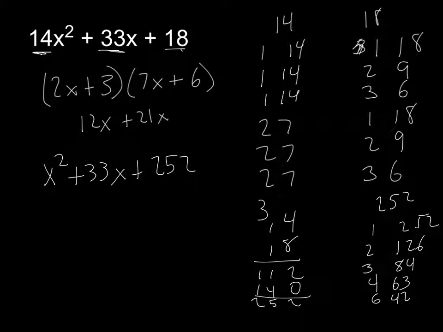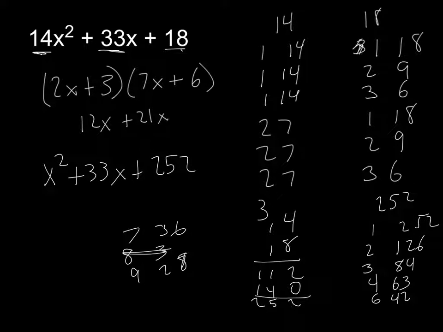7 goes into 252. You just keep going. 7 goes into 252 36 times, so 36 times 7 would give you 252. 8 does not go in evenly. 9 goes into 252 28 times. Add those together, you're definitely not getting 33. 10 is not going to work.